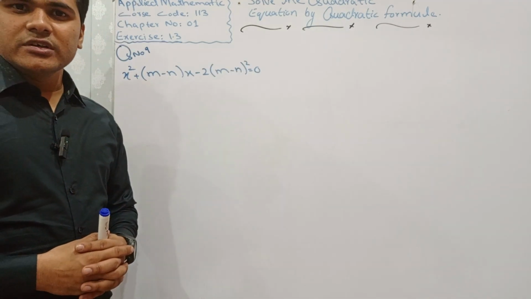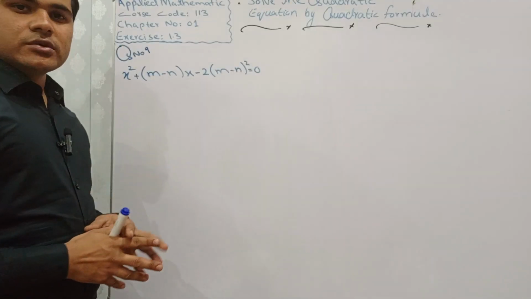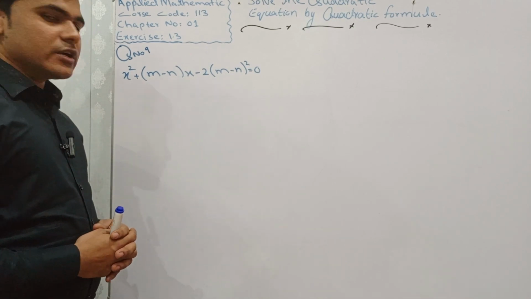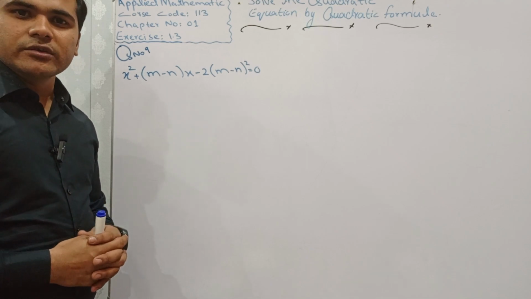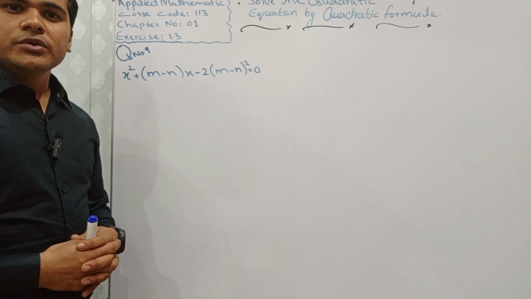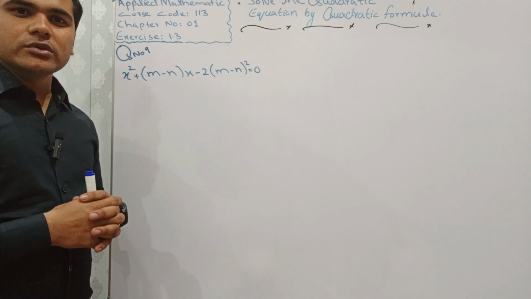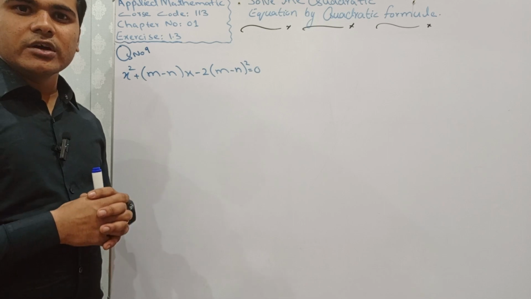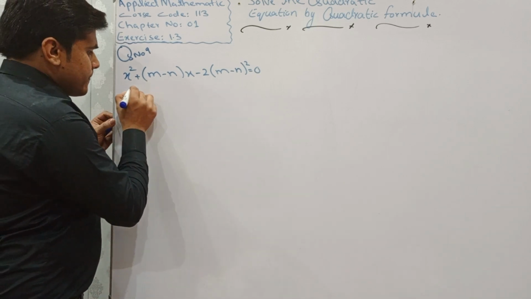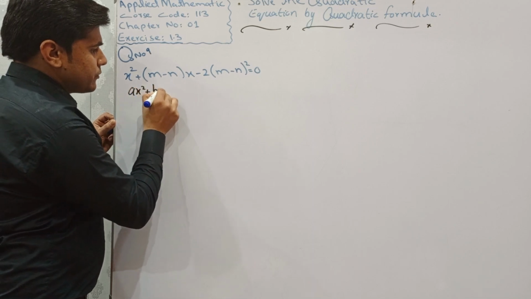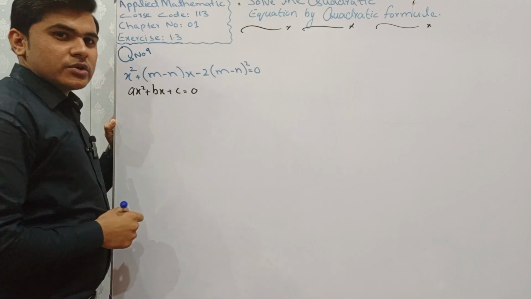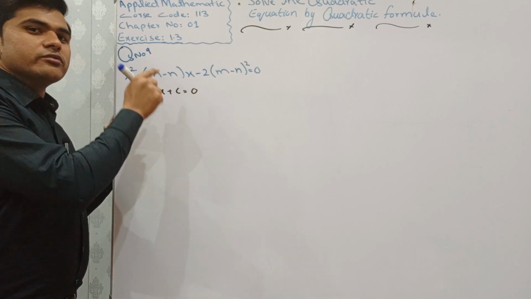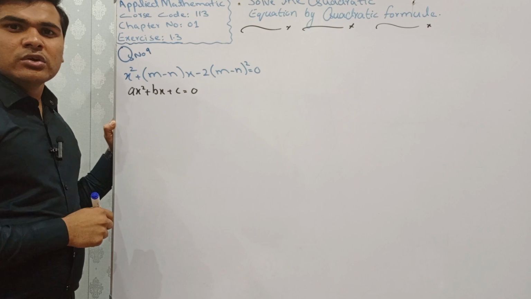So in this video, we will be discussing question number 9 of chapter number 1, exercise 1.3. In this exercise, we are solving the given equation by using the quadratic formula. Before finding the roots of any given equation, first of all, we compare the given equation with the standard form of quadratic equation, that is ax square plus bx plus c equals to 0. If our given equation satisfies the standard form, then we will find the roots by using the quadratic formula.